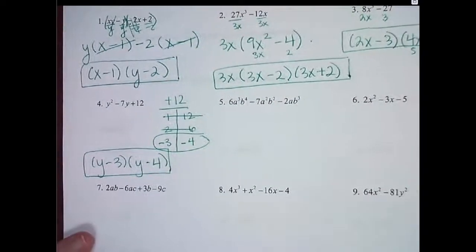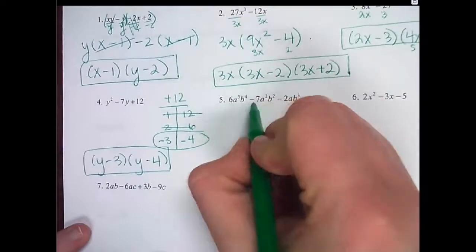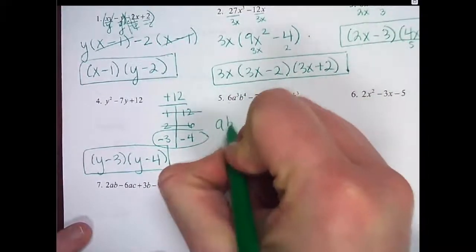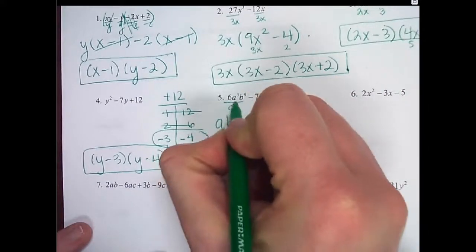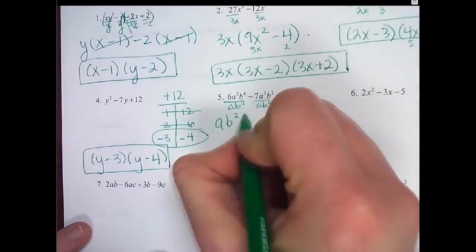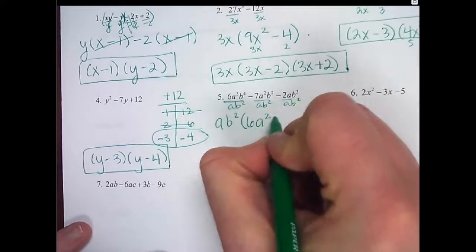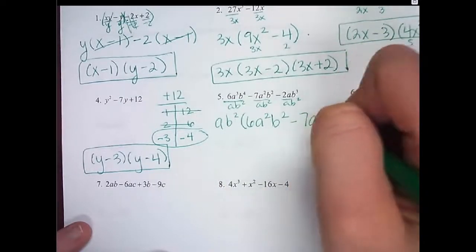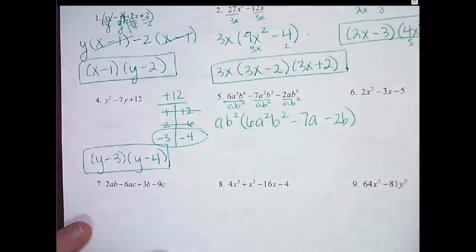Number 5. Ooh, that's ugly. I can't take any numbers out. I can take 1a out and 2b's. So I'm dividing everything by ab squared. So I'm left with 6a squared b squared minus 7a minus 2b. And that's it.